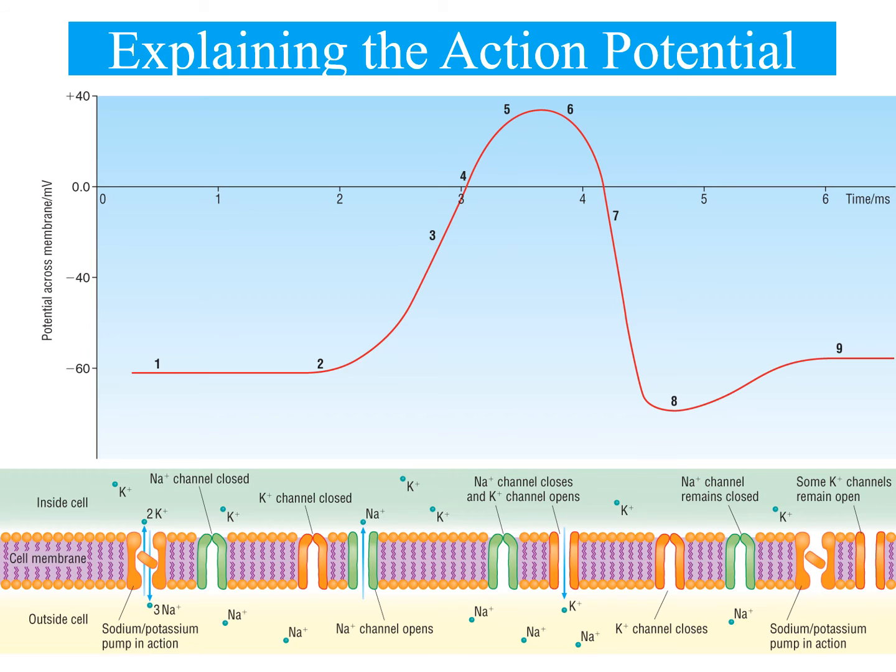So if we start off at number 1 here, we're in the resting potential. Here we're at minus 60 millivolts, which you can see there, and that is because the sodium channels are closed, the potassium channels are closed, and the sodium potassium pump is doing its job, actively using ATP to move three sodiums out, and 2 potassiums in.